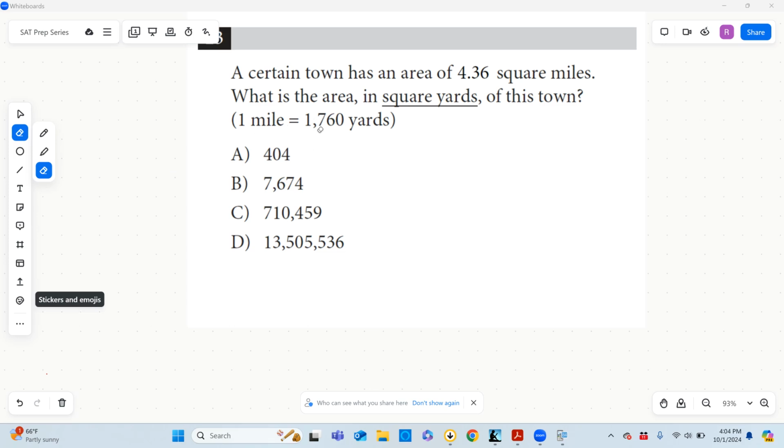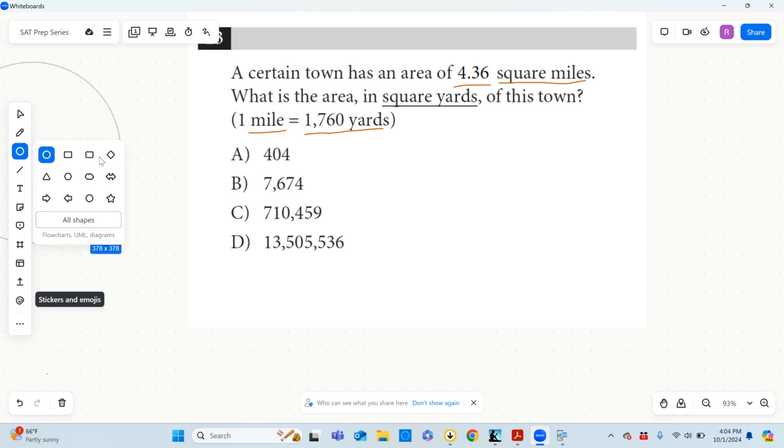And then they give you the conversion. 1 mile is equal to 1,760 yards. So a mistake that some students might make would be to take the number of square miles and multiply it by the number of yards. But you have to be careful because these units don't match up, right? They're giving us square miles, and then they're telling us that 1 mile, not square miles, is 1,760 yards.